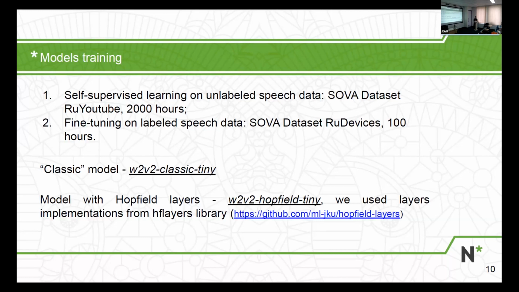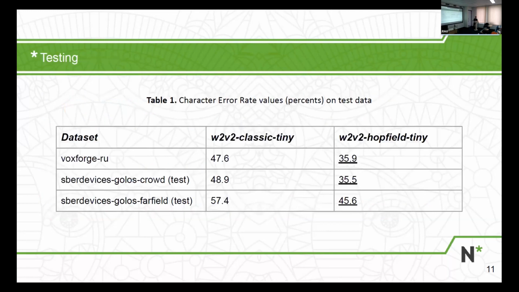We wanted to understand if it would be useful, and then okay, I'll say it later. We used several datasets for testing, Boxforge RU and Sberg devices goals, and we chose various character error rate metrics for this test. So you can see that the model with modified architecture had the better error rate, and we tried to understand why this happened.